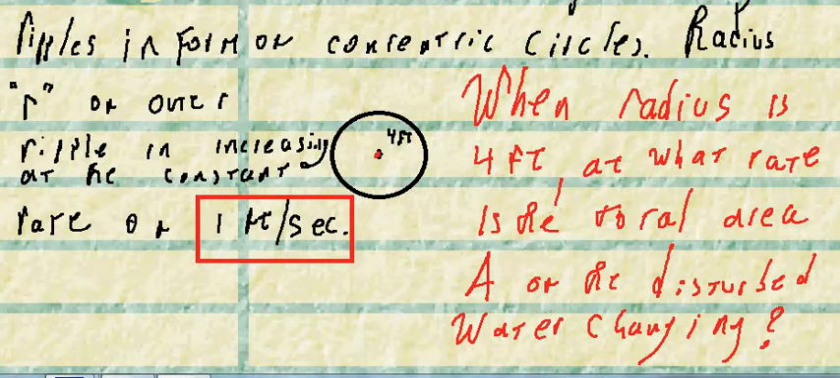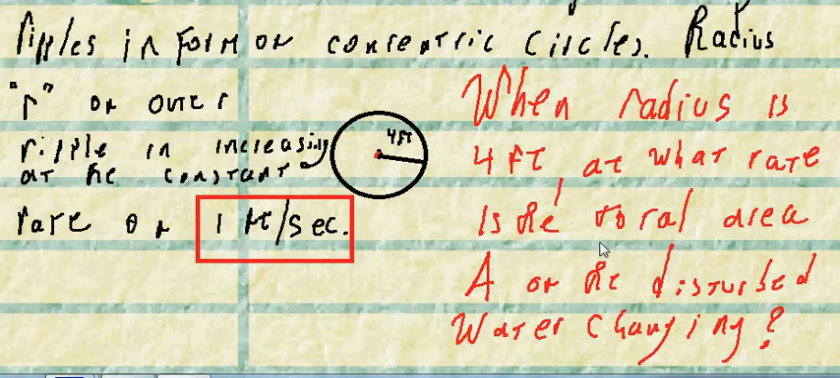okay, so let me actually draw it. All right, so when this radius is 4 feet, at what rate is the total area? Okay, so they want to know about area now. They want to know at what rate is the total area of the disturbed water changing. So this is what they want to know.